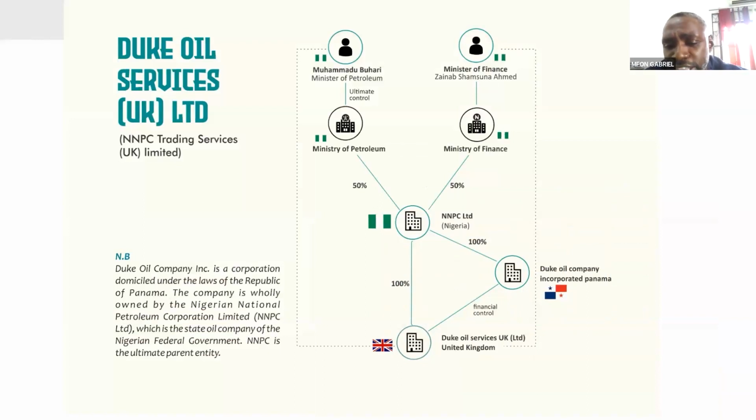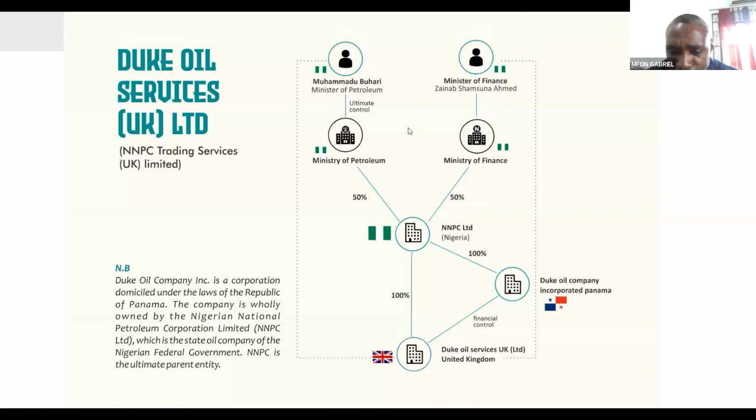So we look at Duke Oil, like I rightly mentioned. Duke Oil is a subsidiary of the NNPC. NNPC is the state-owned oil company of Nigeria. So what we observe is that Duke Oil, yes, a subsidiary of the NNPC, but in its letter of incorporation, its function was not to trade oil. Its function was actually to provide administrative services to Duke Oil Company Incorporated Panama. The Duke Oil Company Incorporated Panama was actually supposed to do the trading here, but we saw Duke Oil Services, which had a company description of providing administrative services, doing the trade here.